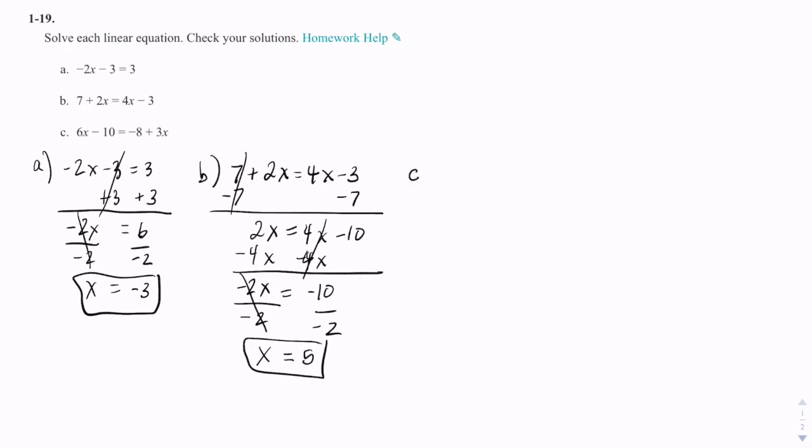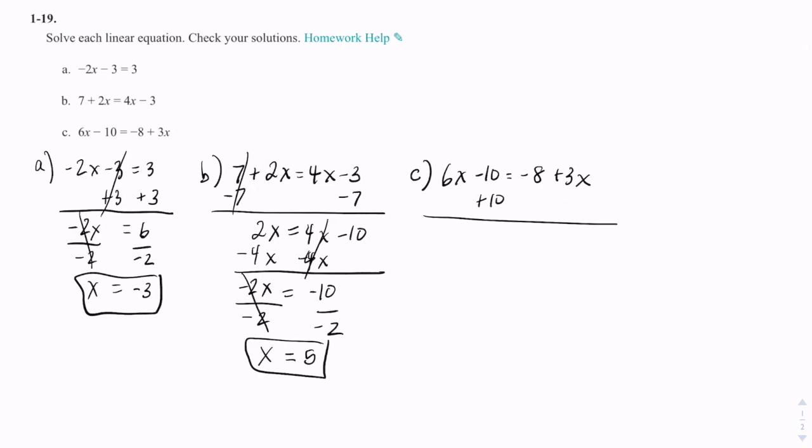And for c, we have 6x minus 10 equals negative 8 plus 3x. Let's add 10 to both sides. Whoops, let me move that right under the 8, right? Okay, so on this side I have 6x equals negative 8 plus 10 is 2 plus 3x.